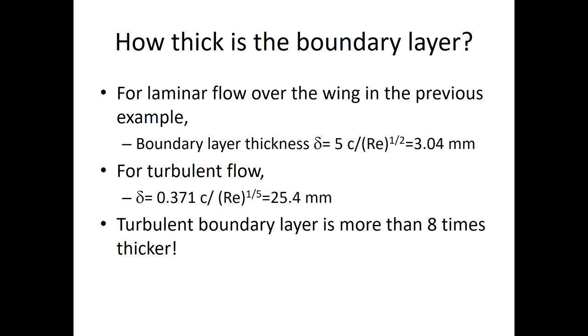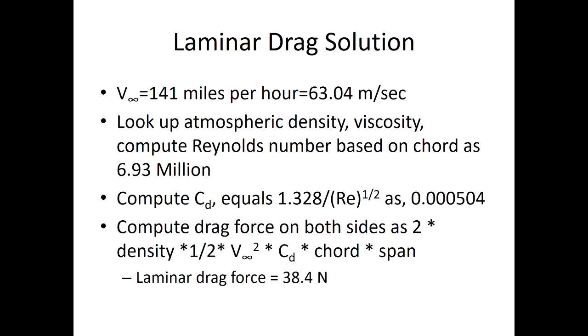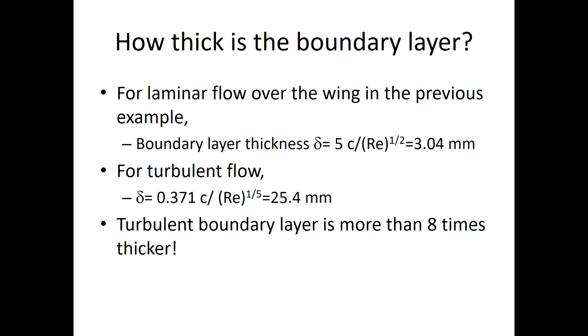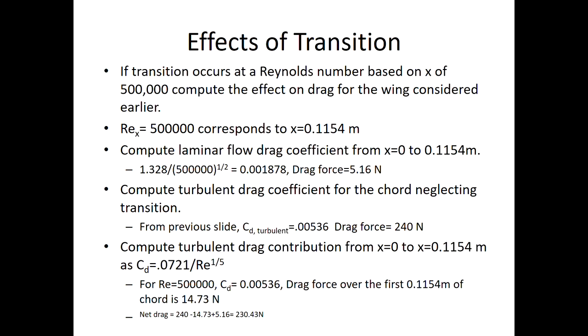How thick is the boundary layer? You can use the empirical relationship. Delta over x equal to 5 over square root of Reynolds number for the laminar flow. For turbulent flow, delta over x is this number. So if you do the laminar flow, at the trailing edge, the boundary layer thickness is 3.04 millimeter. For the turbulent flow, the trailing edge thickness is 25.4 millimeter. So the turbulent boundary layer tends to be thicker than the laminar boundary layer.